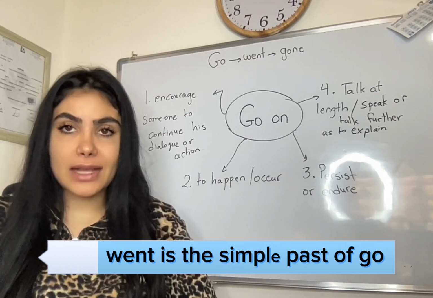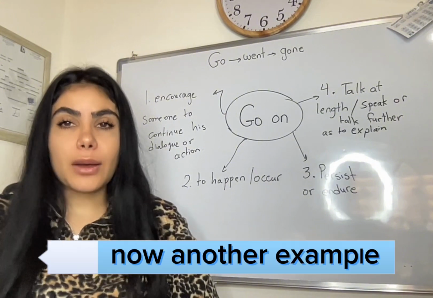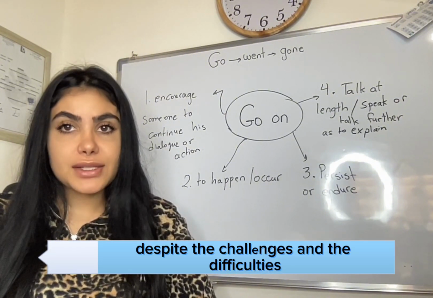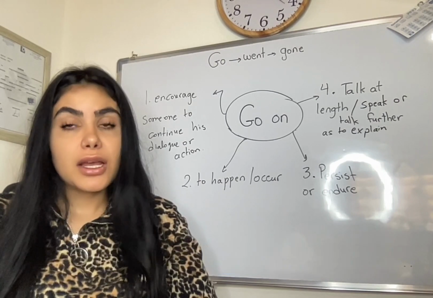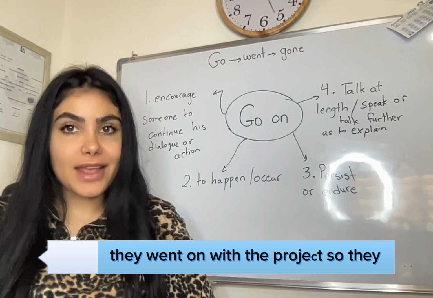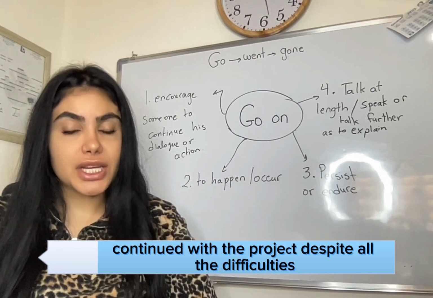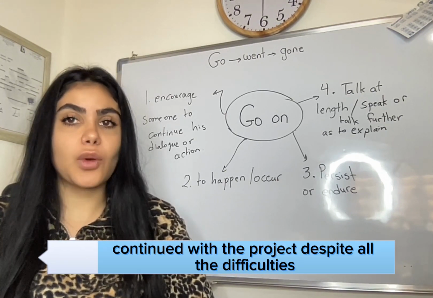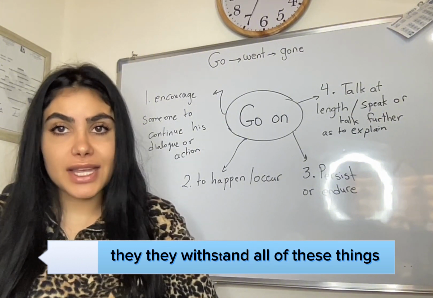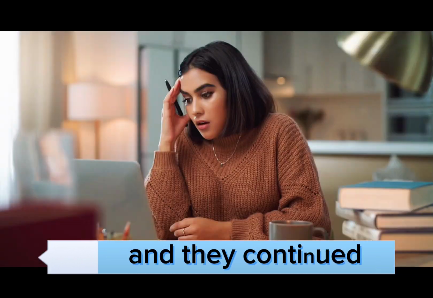Went is the simple past of go. Now, another example. Despite the challenges and the difficulties, they went on with the project. So they continued with the project despite all the difficulties, all the problems. So they withstand all of these things and they continued with it.